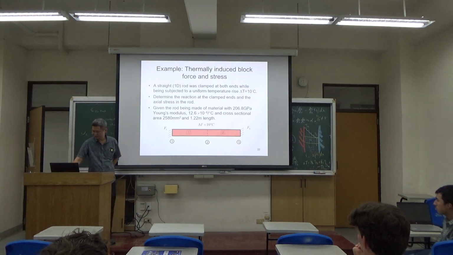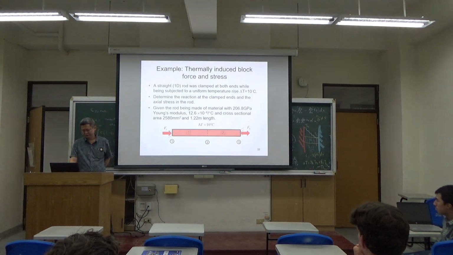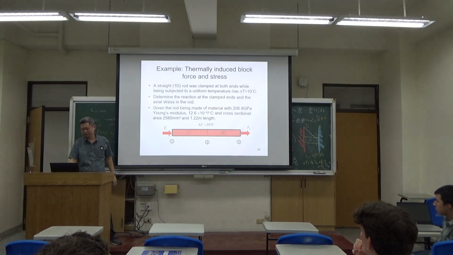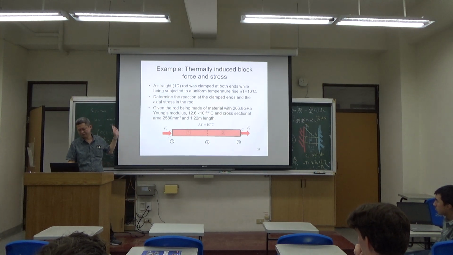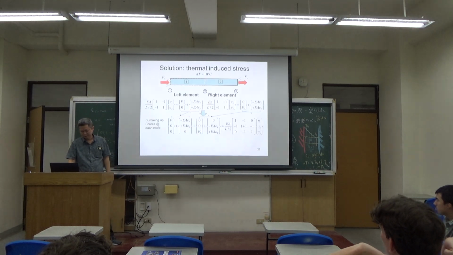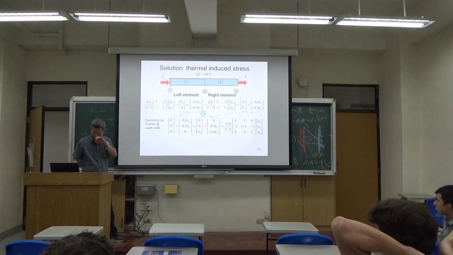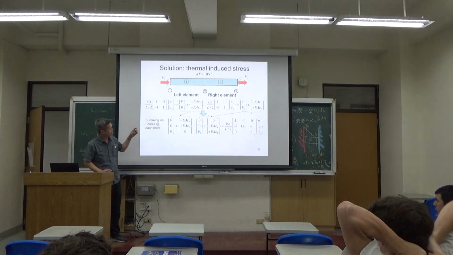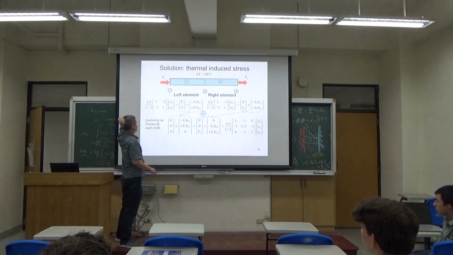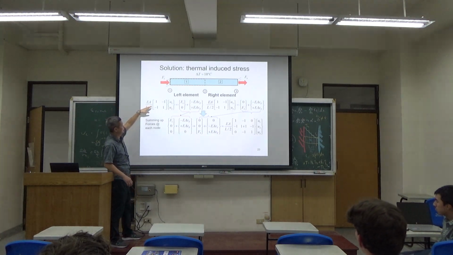So in this analysis, you're going to have 2 reaction forces, one on the left end and one on the right end, F1 and F3. And then, so what's next? The only free node is node 2. Nodes 1 and 3 are both fixed. Let's write the elements one by one.